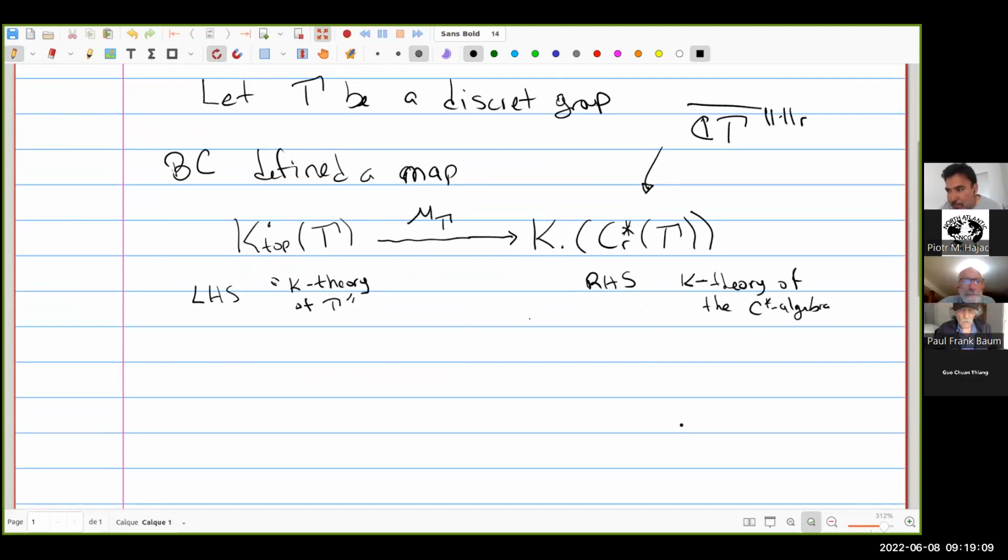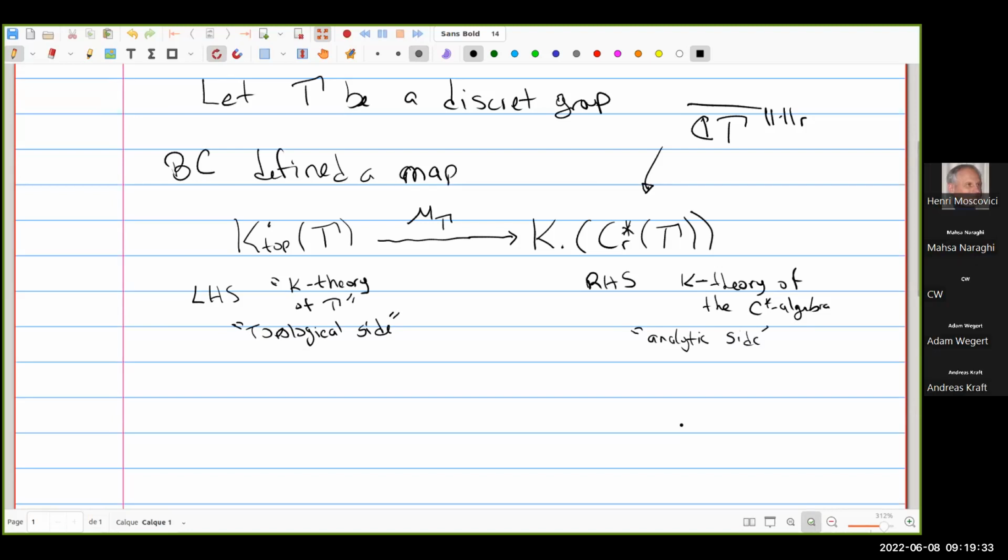In the terminology that experts use, already in Baum-Connes they call it like that, this is what people call the topological side, and I will also try to explain why this is the case. And here it is more the analytic side. And this map is called the Baum-Connes assembly map.